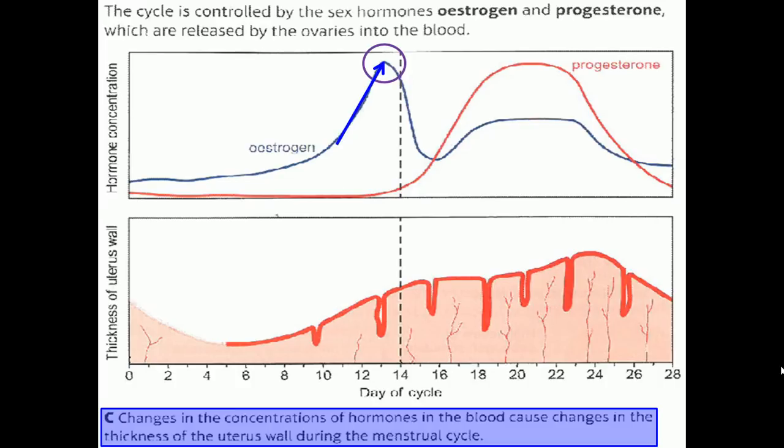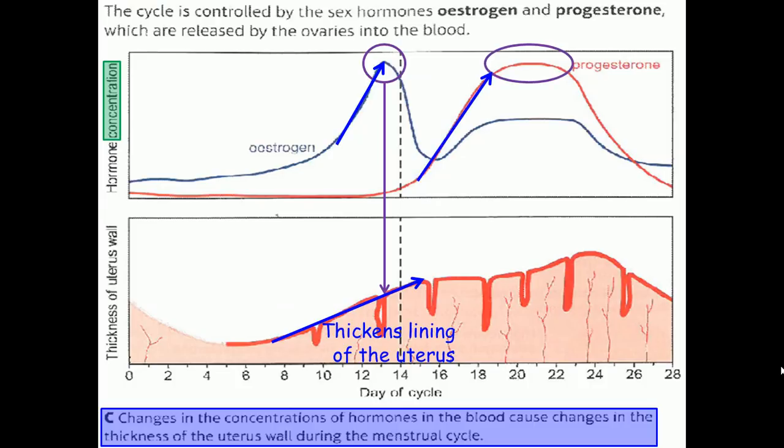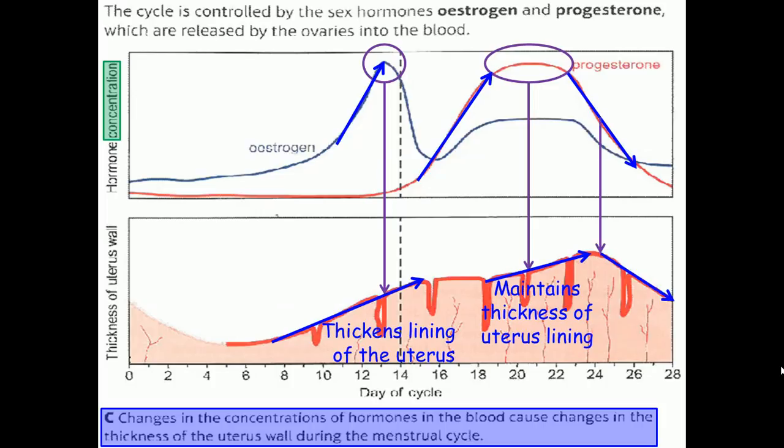And you can see when the estrogen concentration increases, it has an effect on the lining of the uterus. It causes the uterus wall to thicken. An increase in progesterone causes the lining of the uterus thickness to be maintained. And you can see that when the progesterone concentration decreases, it's no longer maintaining the thickness of the uterus lining, and that uterus lining breaks down, which is known as menstruation. So the changes in these hormone concentrations in the blood cause changes in the thickness of the uterus wall during the menstrual cycle. So these two hormones, the ovarian sex hormones, estrogen and progesterone, their effect is on the thickness of the uterus wall.